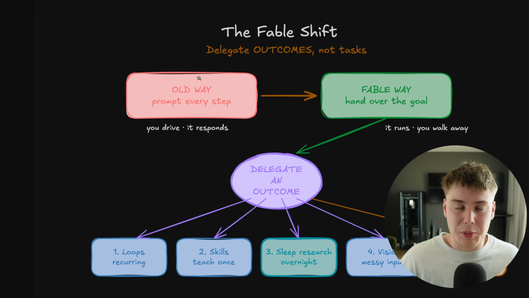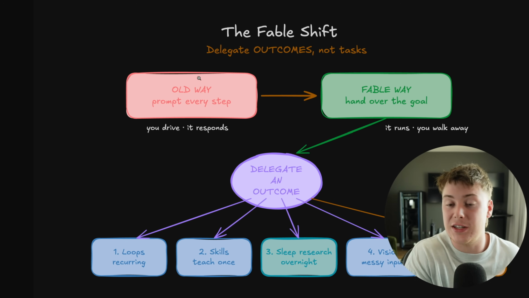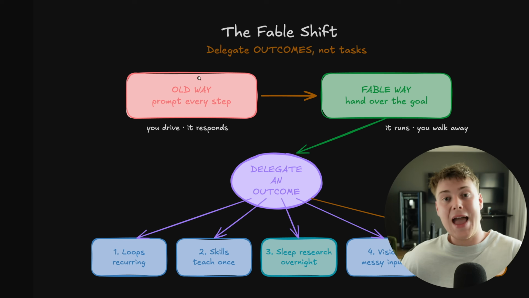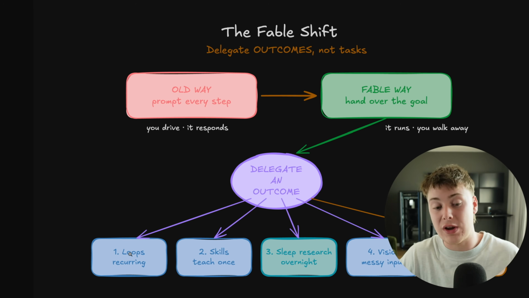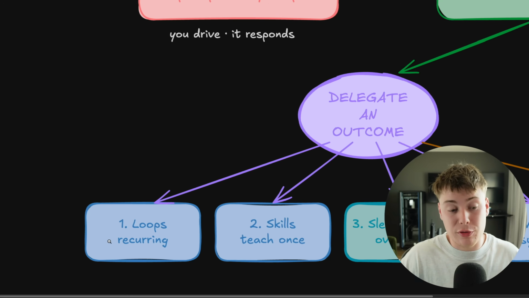With Opus 4.8, it still feels like there's lots of manual intervention. It still doesn't feel like it's great at checking its own work. When I was using Fable, it really felt like you could hand over the goal, hand over the system, and it would be able to execute and delegate an outcome with recurring loops, with skills, with research overnight. And I'm going to walk you through how to set all of this up in today's video.